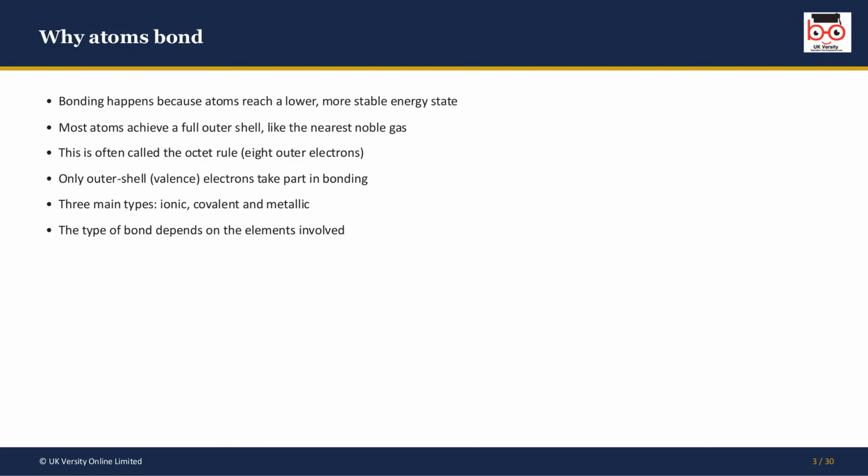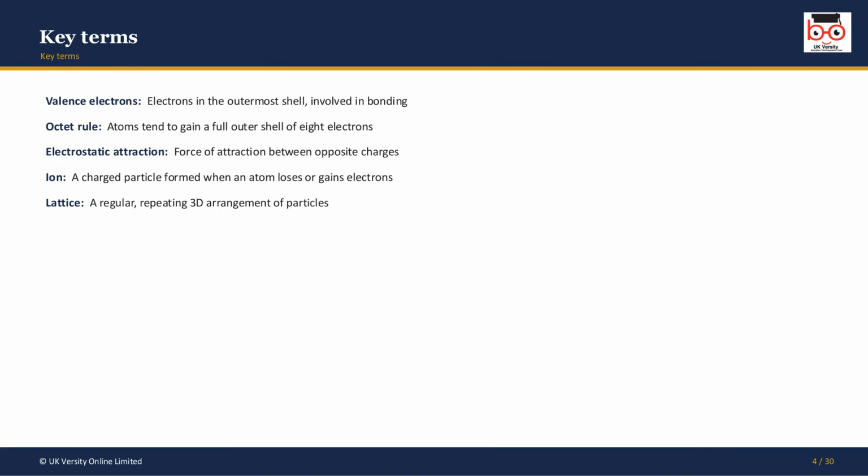And there are 3 main ways they do it: ionic, covalent, and metallic bonding, with the type depending on which elements are involved. Some key vocabulary first. Valence electrons are the electrons in the outermost shell, the ones involved in bonding. The octet rule is the tendency of atoms to gain a full outer shell of 8 electrons.